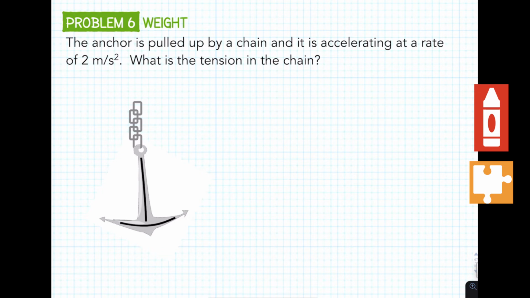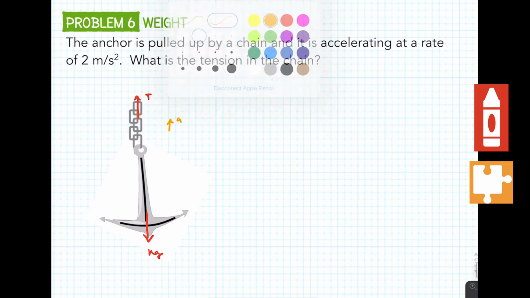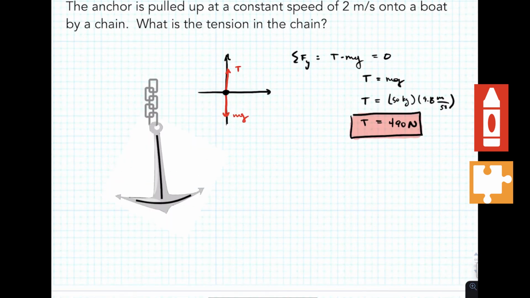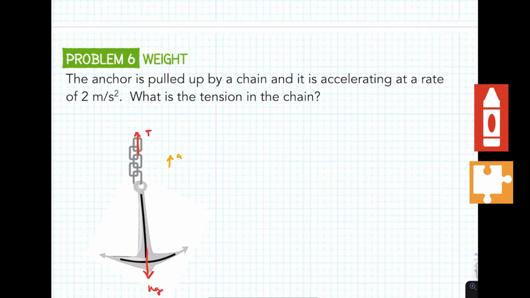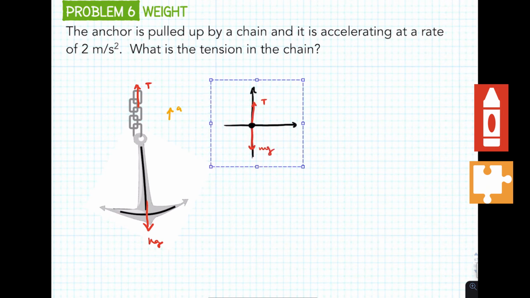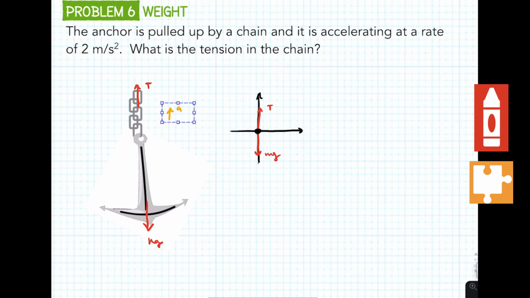The only thing that's different is acceleration, but tension is still up, right? mg is still down, but which way does the acceleration point? Up, because that's what it says. It's accelerating up, pulled up. So that means we draw acceleration here. And so if we want to draw our free body diagram, we can actually go back up here and just copy it. And the only thing that's different is we now have acceleration up, okay?